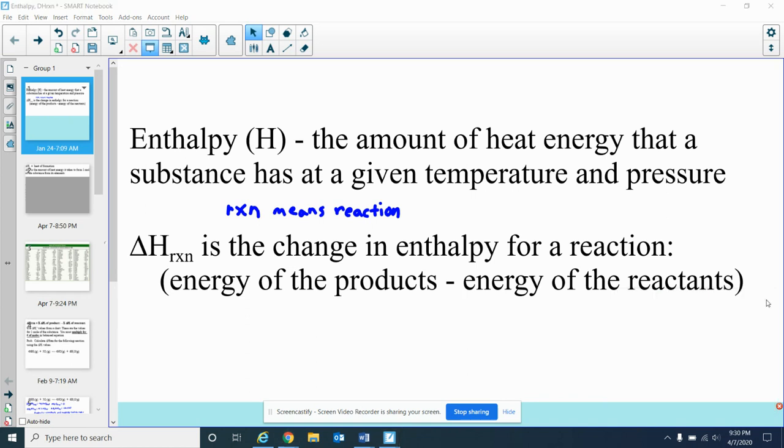So let's get started. So here is a place where we have enthalpy of reaction. Reaction, RXN, is the abbreviation for reaction. And to calculate the heat of a reaction, we can subtract energy of products minus energy of reactants.